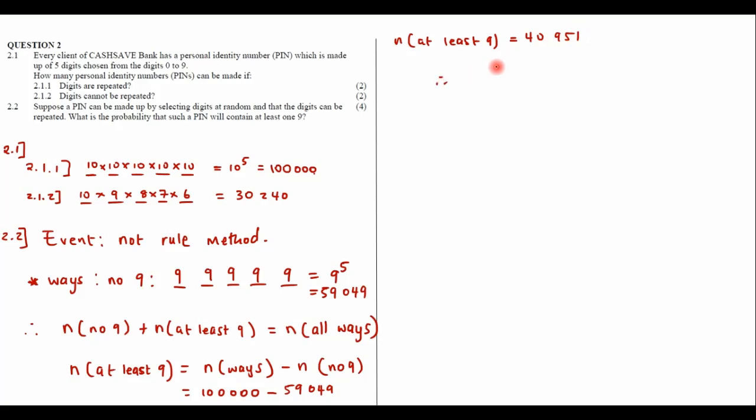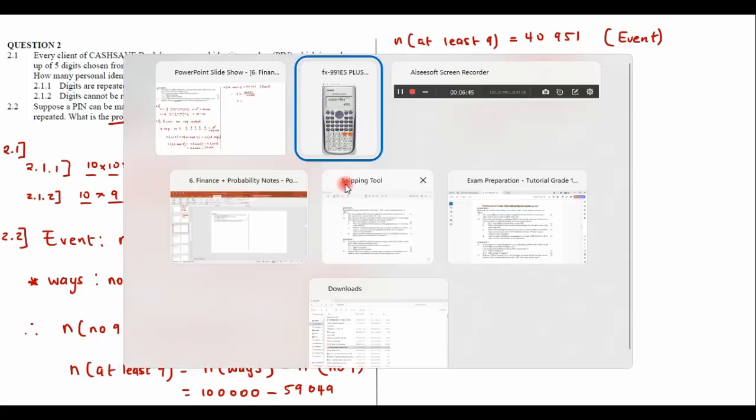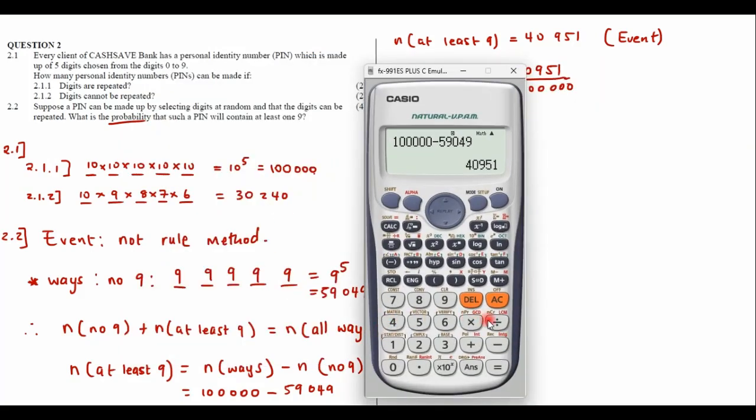So it should be 40,951. Then if you remember, the question wanted us to find the probability, so this was the event, and therefore the probability will then be 40,951 divided by 100,000. Taking this divided by 100,000, the answer will then be 0.41.